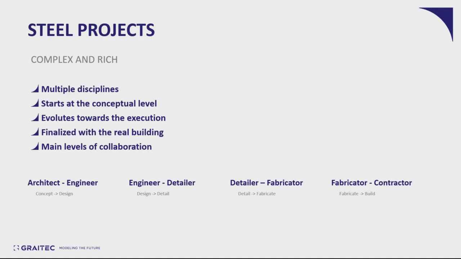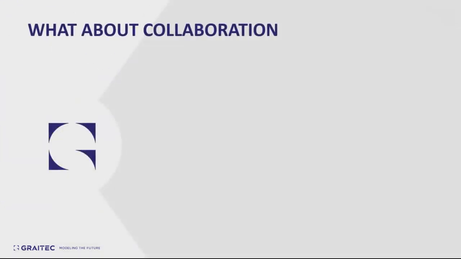So all these levels of collaboration need to have a strong connectivity in order to have a smooth transition for all the steps in developing and creating new real buildings in steel projects. So it's highly important to have strong connectivity between them. Today we will focus on the connectivity between an engineer and a detailer, because we are talking about advanced design and advanced steel.